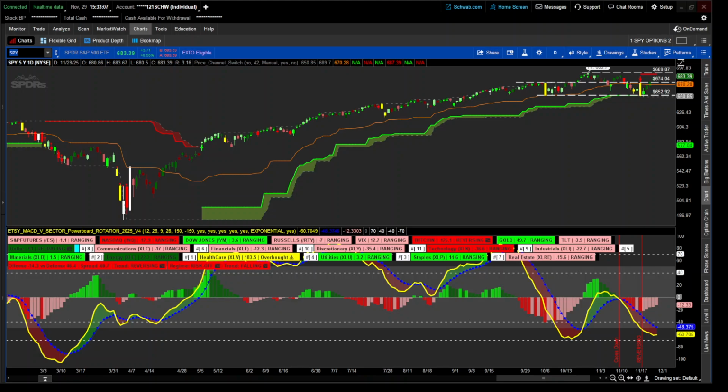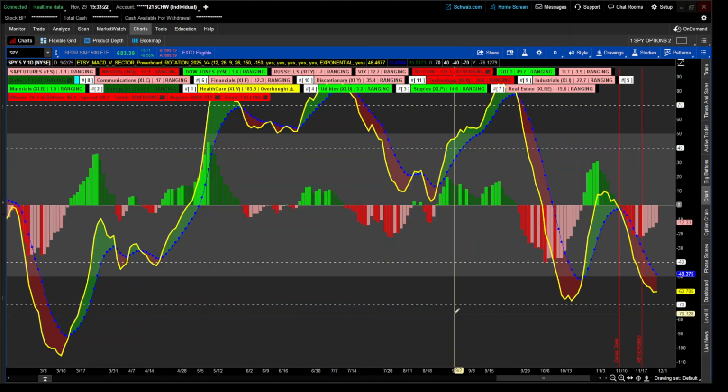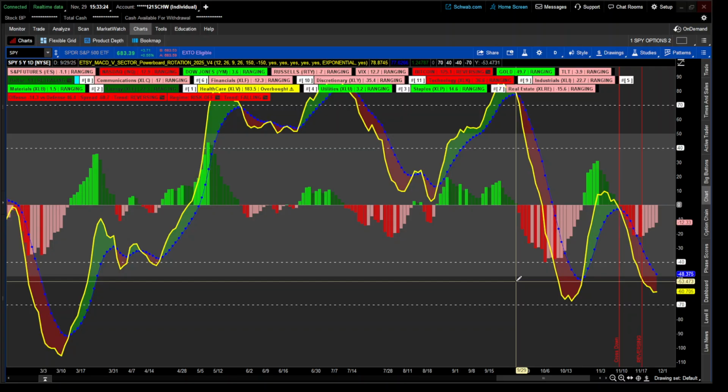Today I'll be introducing you to the MACD sector power board rotation indicator. This is the indicator here in the bottom, and this is the S&P 500 here. So let me take down the S&P 500 and go into the actual indicator. So this is what the indicator actually looks like.